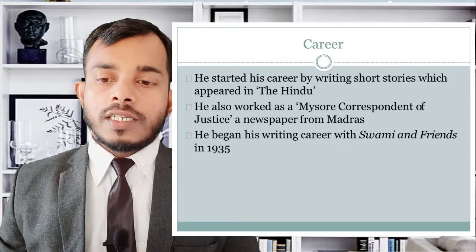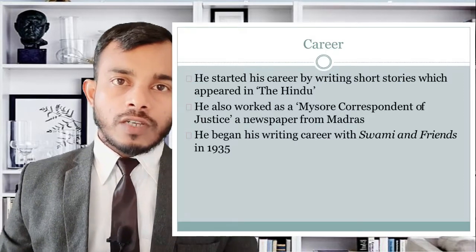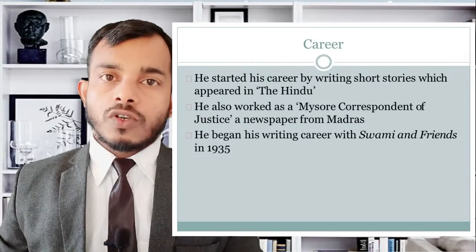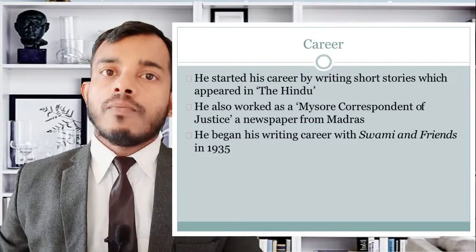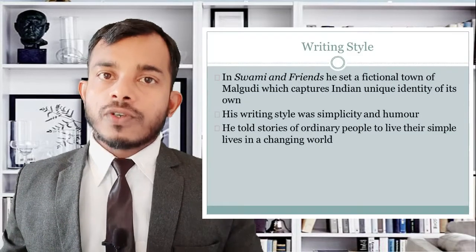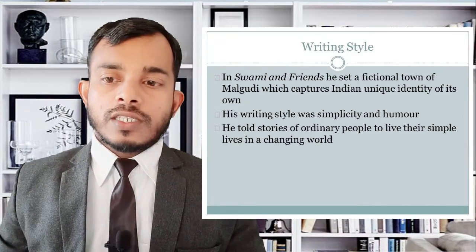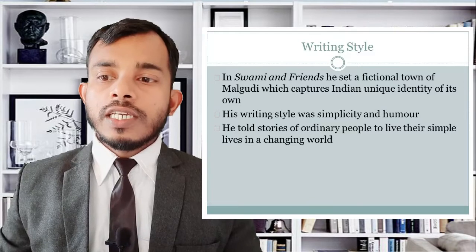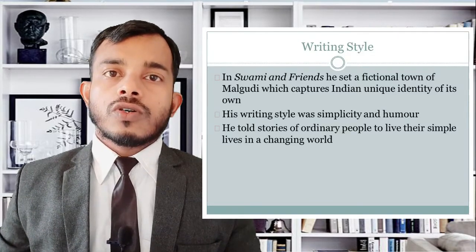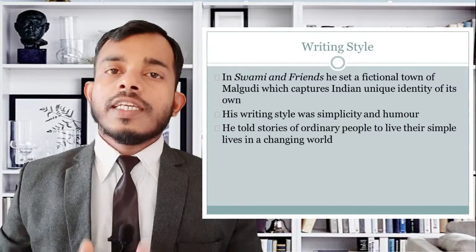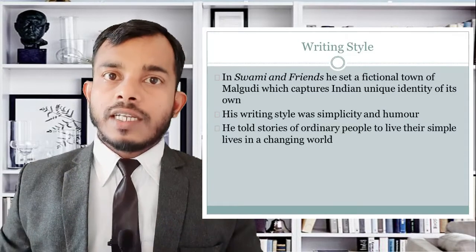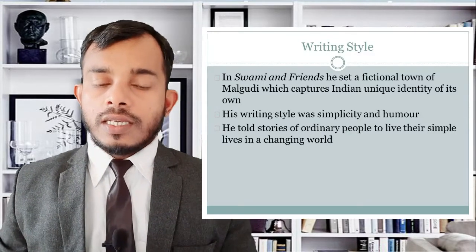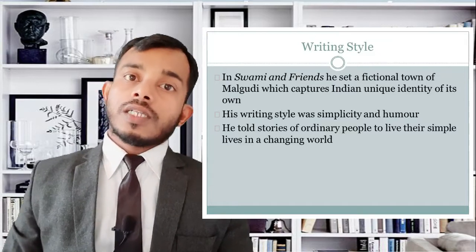Then he began his writing career with Swami and Friends in 1935. So his first published story was Swami and Friends, published in 1935 before independence. In Swami and Friends he set a fictional town, Malgudi, which captures India's unique identity of its own. In that story he created a place, Malgudi, and it became an identity for him as an Indian writer and became very popular.